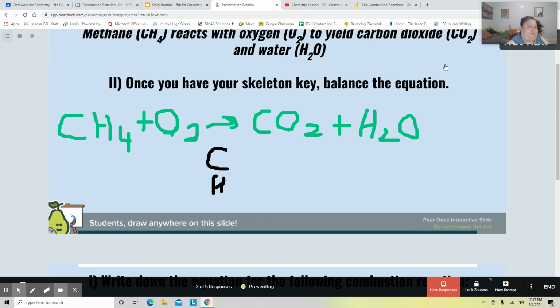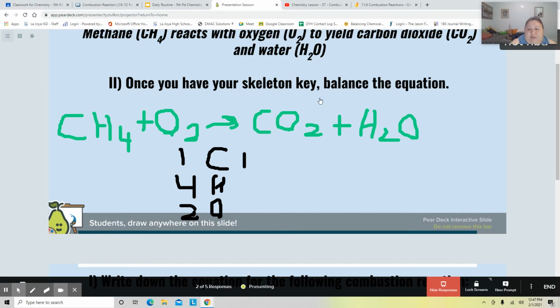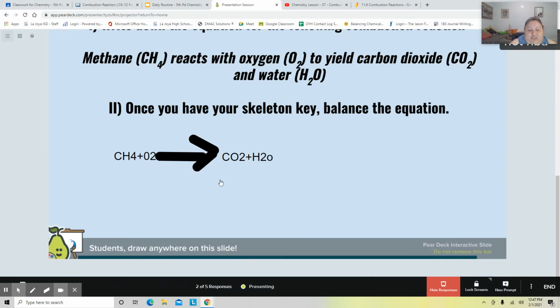Try it out. Good. 1 carbon, 4 hydrogens, 2 oxygens. Good job. What about on the product side? 1 carbon, hydrogen. How many do you got? And oxygen. Keep them separated. 2 plus 1. Very good. 2 plus 1. Great job.